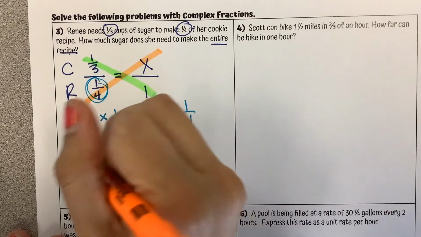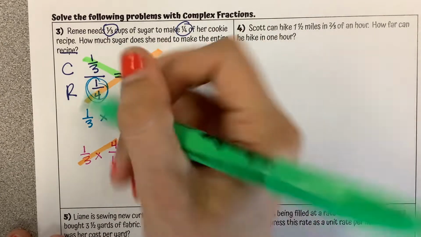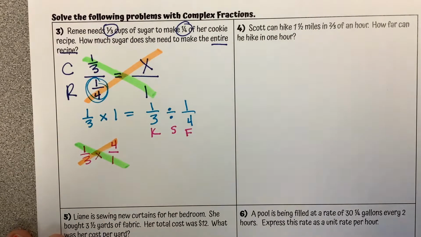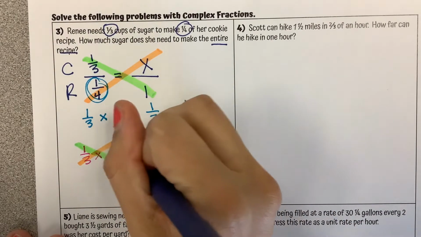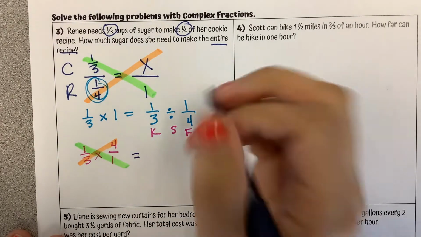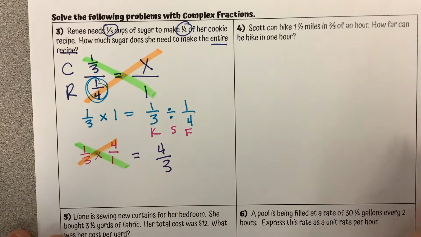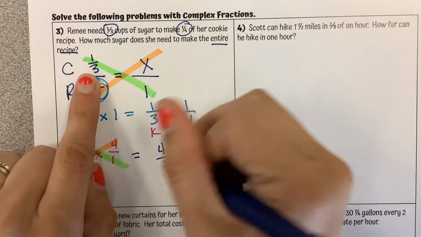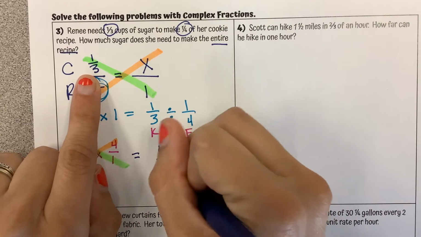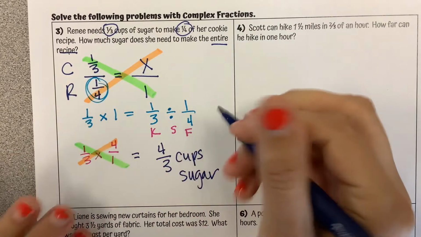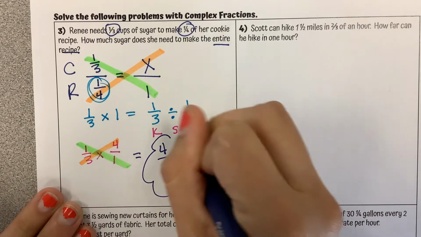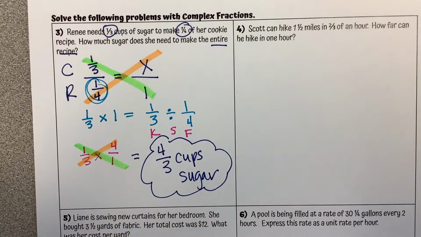And then we need to look at our diagonals again to see if anything simplifies. I don't see anything that simplifies, so I'm just going to multiply across. 1 times 4 is 4, 3 times 1 is 3. And we were solving for cups of sugar. So the whole recipe would take 4/3 cups of sugar.